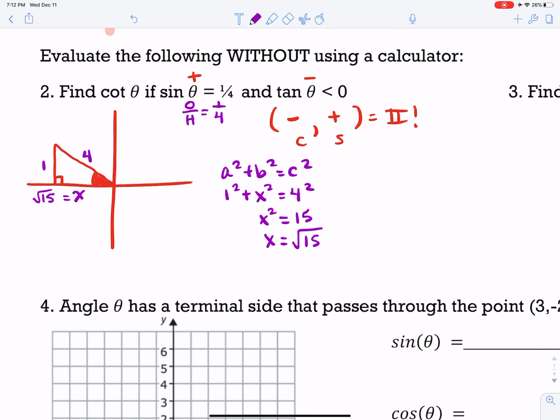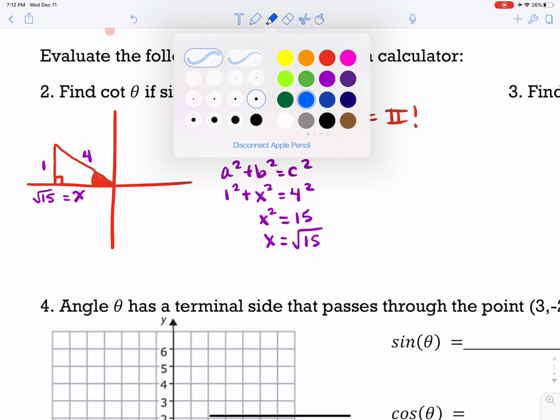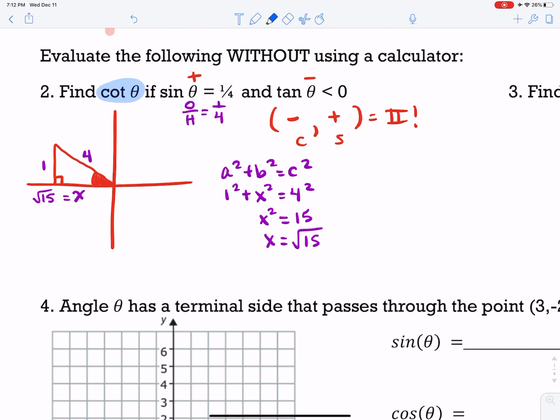So let's figure out our final answer. It's asking what is the cotangent. So cotangent is the opposite of tangent. And so if tangent is TOA, O over A, then cotangent is A over O. Our A value is the adjacent, so that's square root of 15, over our O value, which is 1.